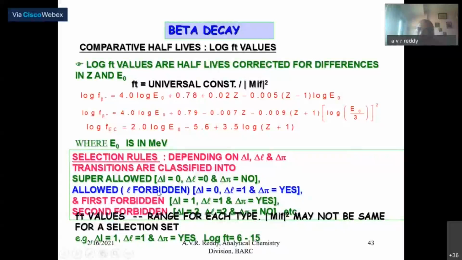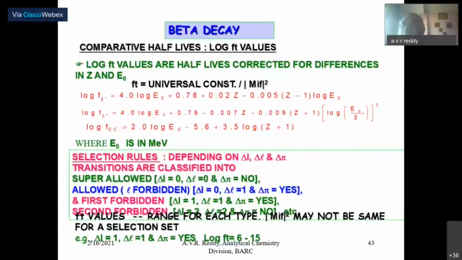I don't know whether anybody has reviewed their shell model. If delta L is equal to 1, a parity change will be there. How many of you can answer this? Put on the mic and tell me. Anybody? All right, I'll tell.